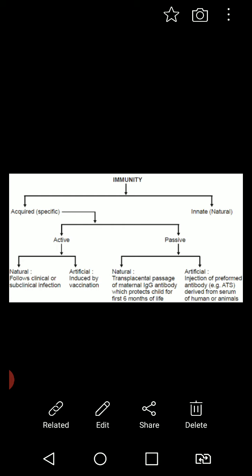Okay, innate immunity. Innate immunity is otherwise called inborn immunity. It consists of four types of barriers. How many barriers are present in innate immunity? Four types of barriers. They are physical barriers, physiological barriers, cellular barriers and cytokine barriers.